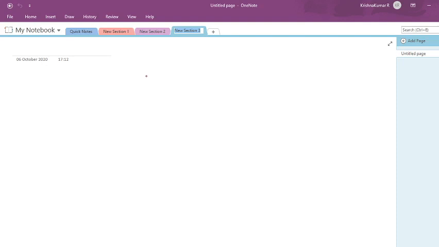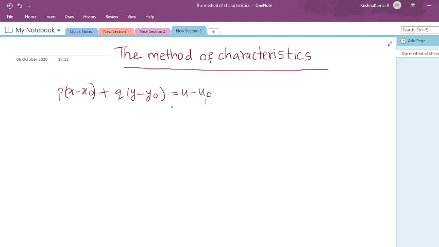It means that we should get a characteristic equation for the general form of our nonlinear PDE. So we have the equation of the tangent plane, which is x minus x naught times p, and so on.